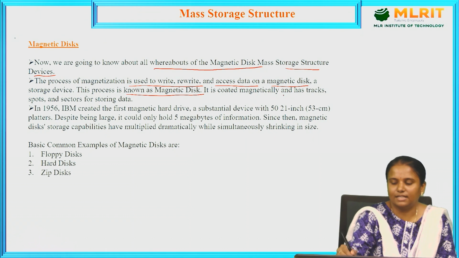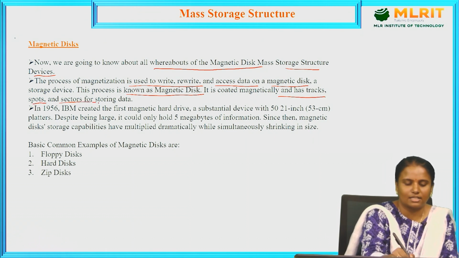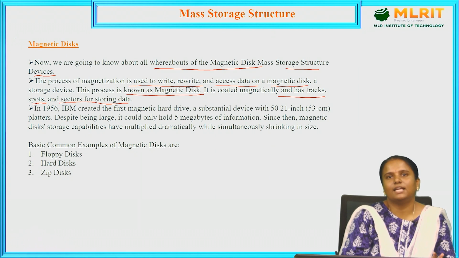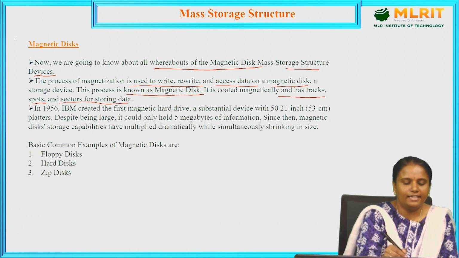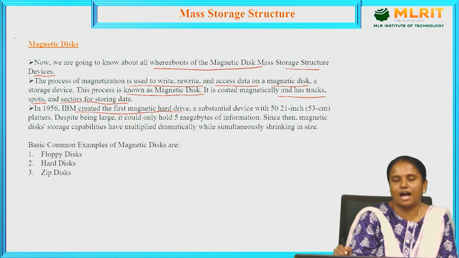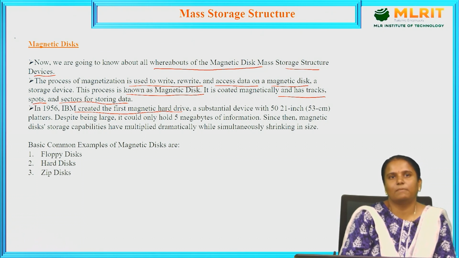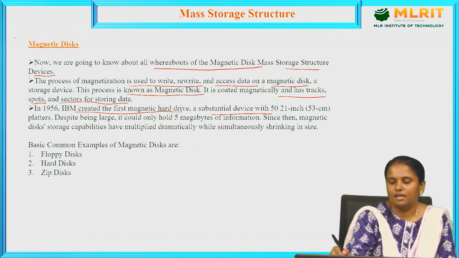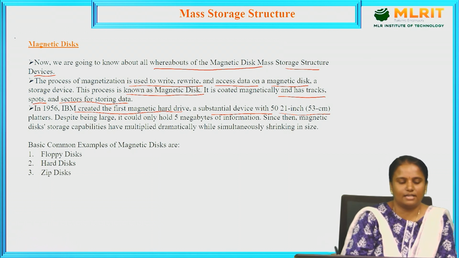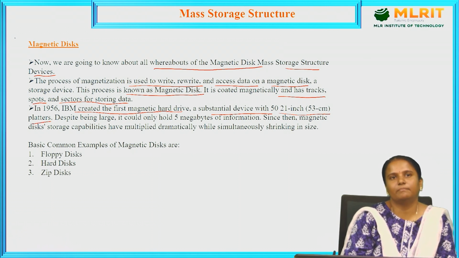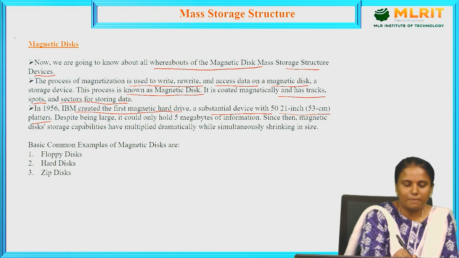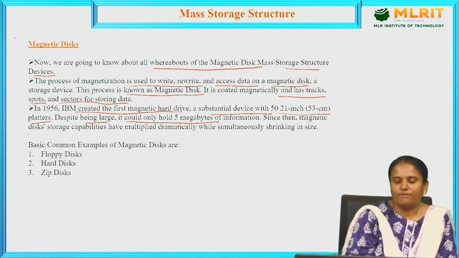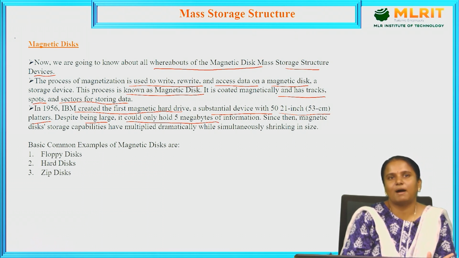It is coated magnetically and has tracks, spots and sectors for storing the data. In 1956, IBM created the first magnetic hard drive. It was a substantial device with 50 platters of 21 inches, nearly 53 centimeters. Platters means the disk is divided into blocks. Despite being large, it could only hold 5 megabytes of information.